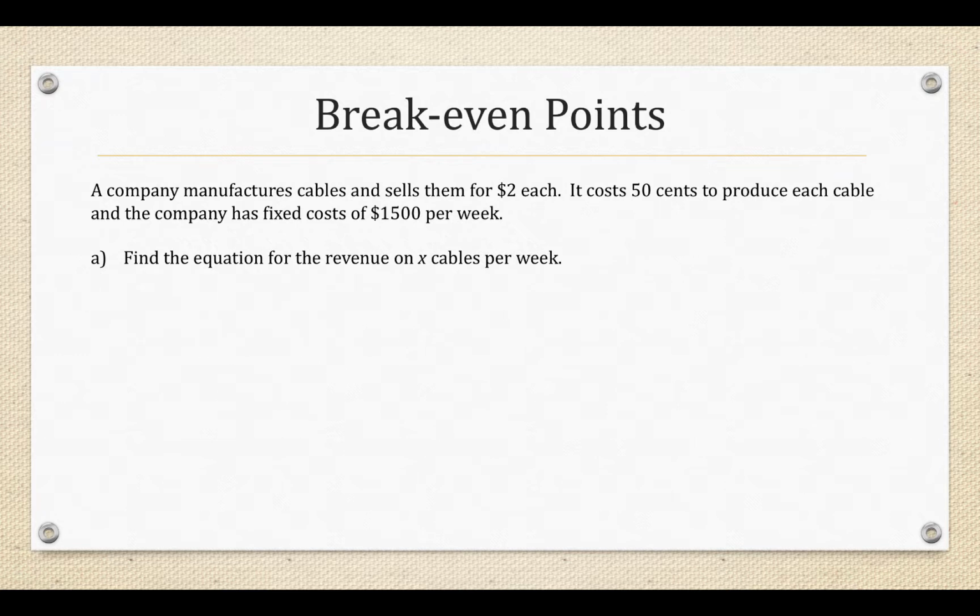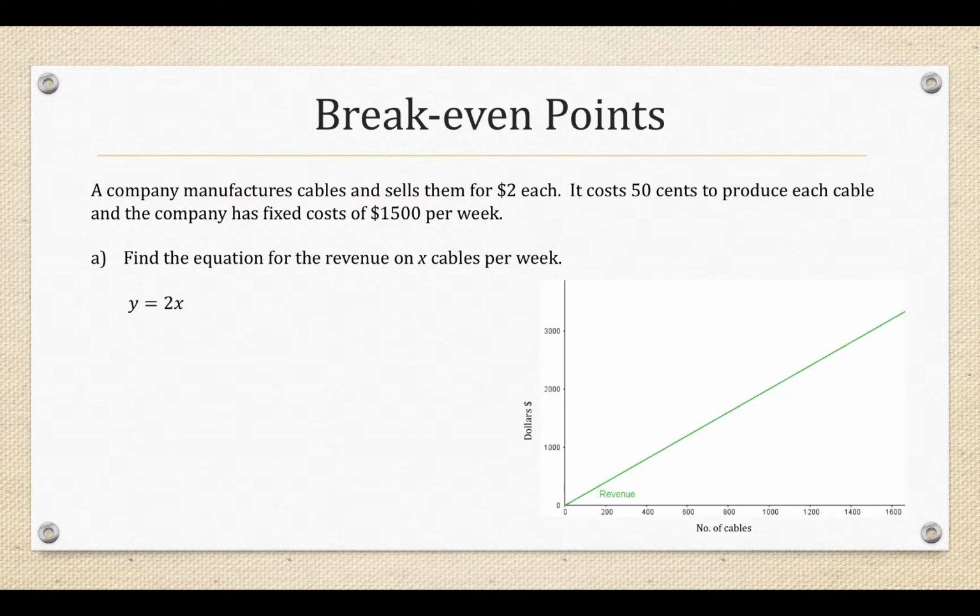Here we're asked to find the equation for the revenue on X cables per week. So this is how much money we make from the sales of the cables. It's a linear equation, or a straight line equation. And what we get is y equals 2x, because all we are doing is multiplying the number of cables by the amount for which we are selling them. And because we're selling them at $2 each, that gives us 2x. If we were to graph that, this is what the equation looks like.